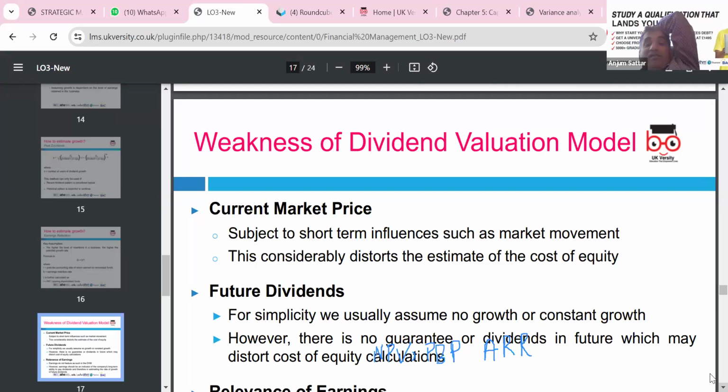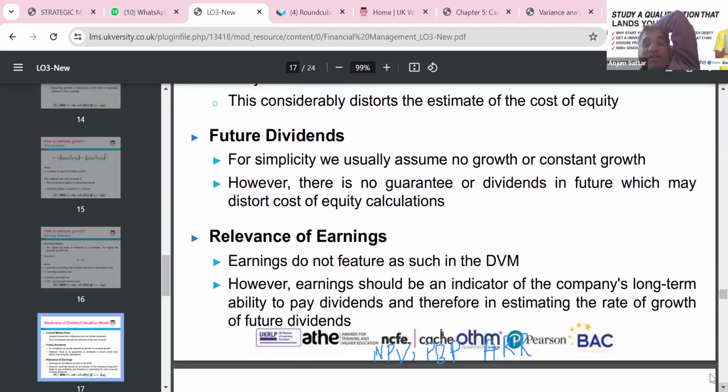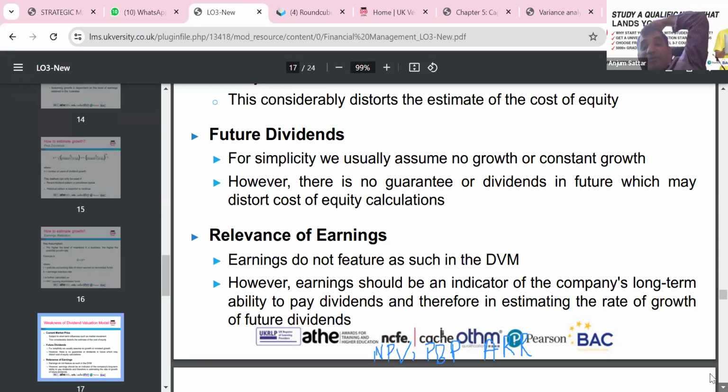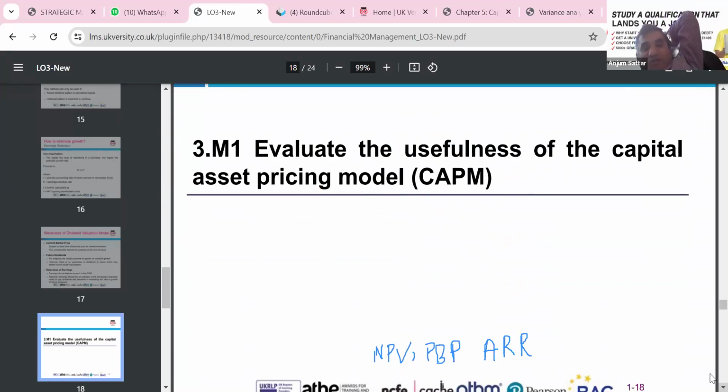The current market price is subject to the short-term influence of market movement. Consider this when you estimate the cost of equity. We can look at the future dividend and the constant growth rate, but there is no guarantee of the dividend in the future, so the cost of equity calculation can be impacted. So we can look at the relevance of earnings in the features of the DVM, the dividend valuation model. Earnings should be an indicator of the company's long-term ability to pay dividends, so we can look at the estimated growth rate of the dividend. If the company has a future plan, such as a contract being awarded, that can have a huge impact.